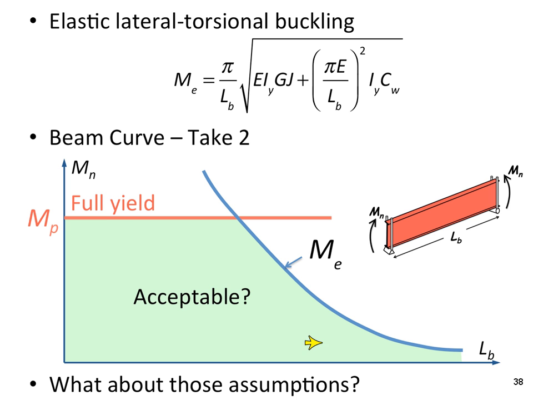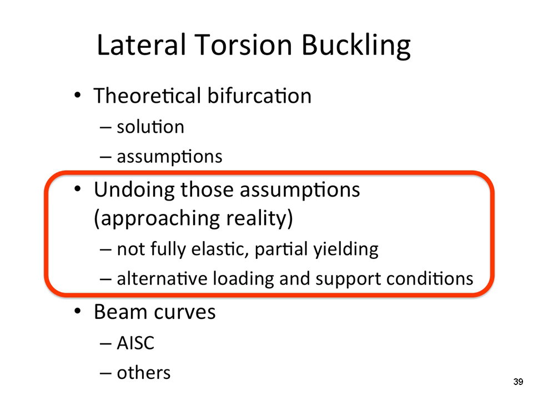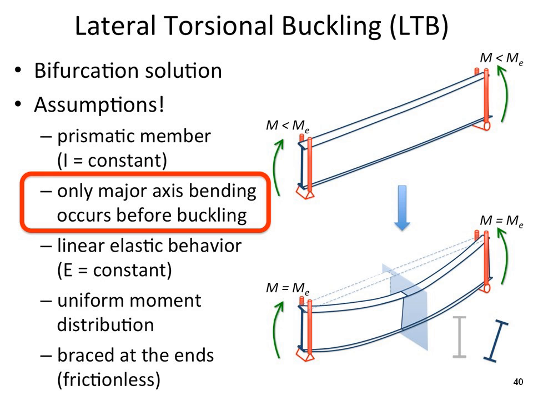But the big question is, all right, time to undo those assumptions, because we've got several assumptions especially related to this M_E. Okay, so let's go into the lateral torsional buckling and start undoing those assumptions. All right, so let's have a look at them. This is the slide that I showed earlier. We're going to let the member stay prismatic. Let's not get too crazy tonight.